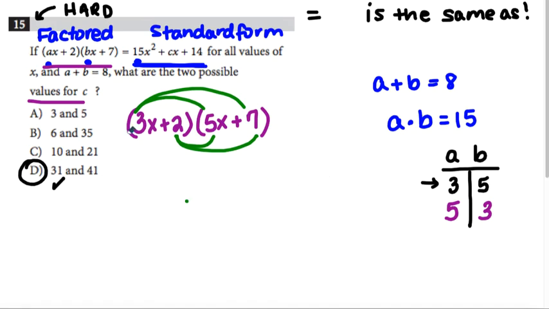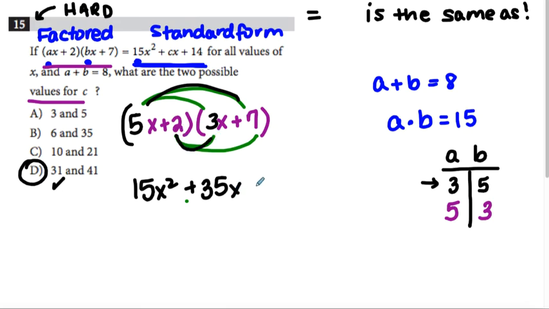But I'm going to try it the other way. So I'm going to actually replace, and I'm going to make this 5x and this 3x. So 5 times 3 is, there again, 15x² + 35x + 6x + 14. So 15x² + 41x + 14.